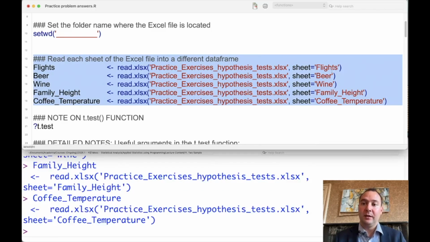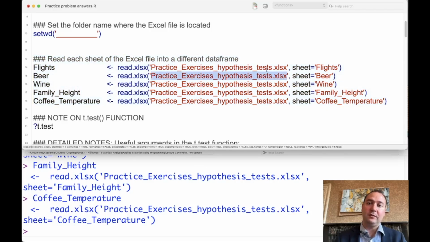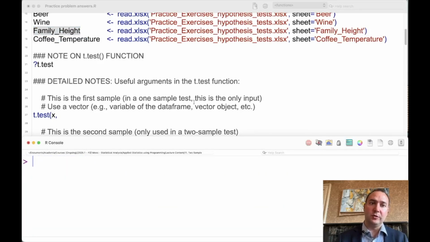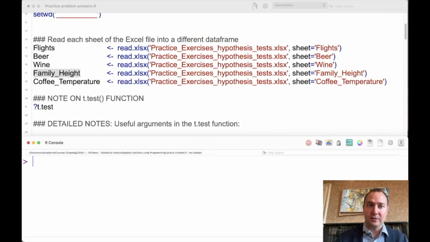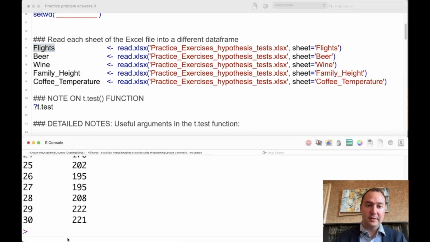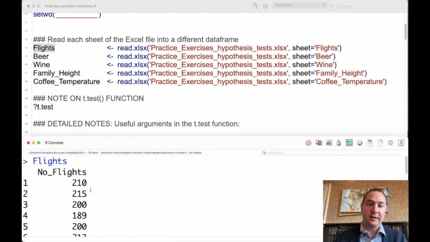Here I'm loading 5 different data sets from the same Excel workbook, but each is on a different sheet, so I'm saving those under different object names here. Okay, so the first thing I would like to do is to check that data. First we're going to be dealing with this flights data, so I'm just going to hit enter here, and this is what that flight data looks like.